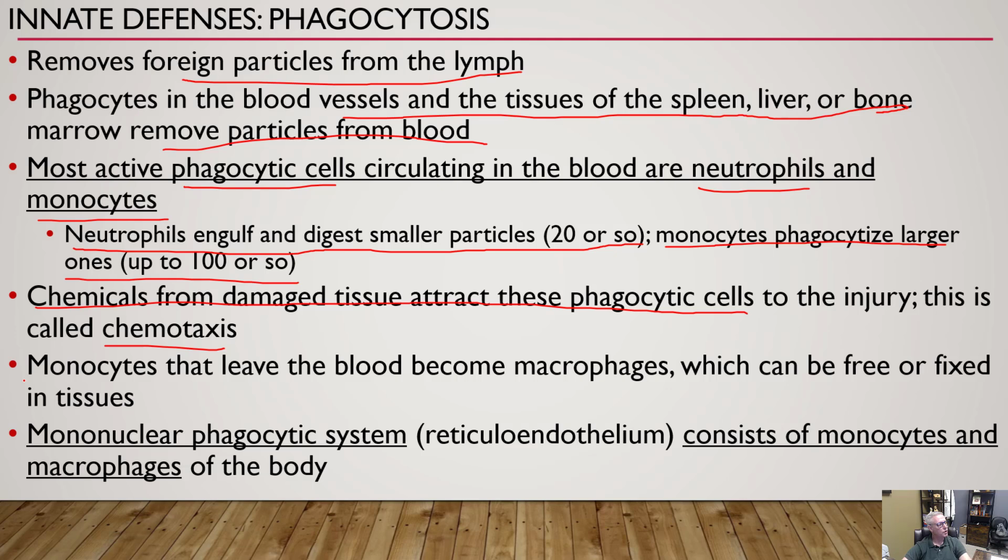So monocytes can also leave the bloodstream and become macrophages. So we have free cells, free floating in the blood, or they can become fixed. In the bloodstream, they are free cells wandering free, but they can also leave the blood and go into tissues. At that point, they would be fixed cells. We have this reticuloendothelial system called the mononuclear phagocytic system that just consists of monocytes and macrophages in the body.